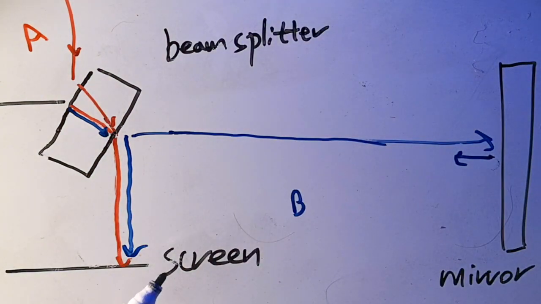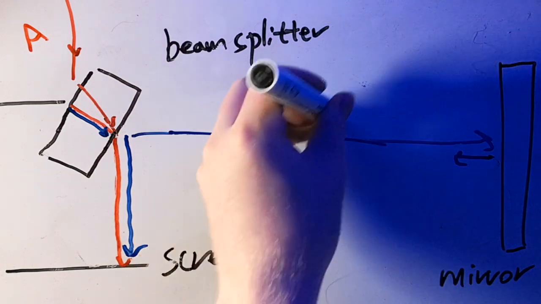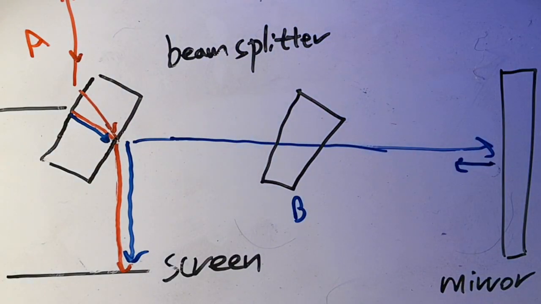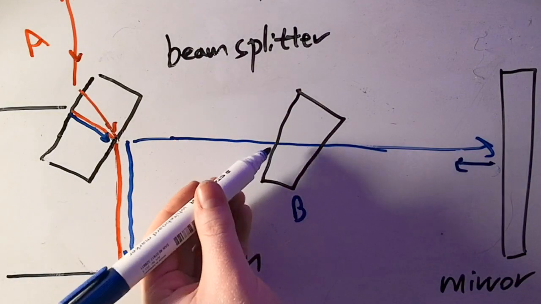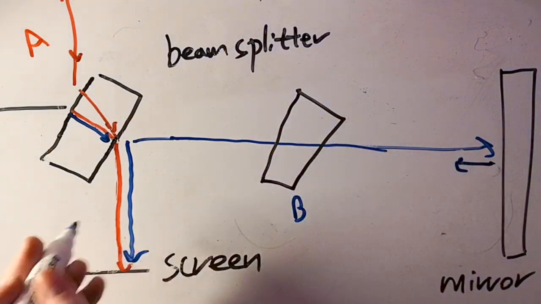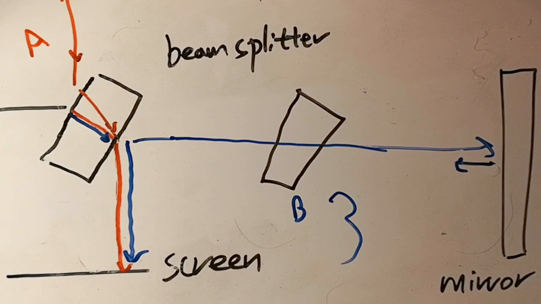Because they go through the glass a different number of times, we have to balance them by putting a glass called a compensation plate within the B arm, so that the B light goes through it twice, making a total of 3 times, equal to path A.